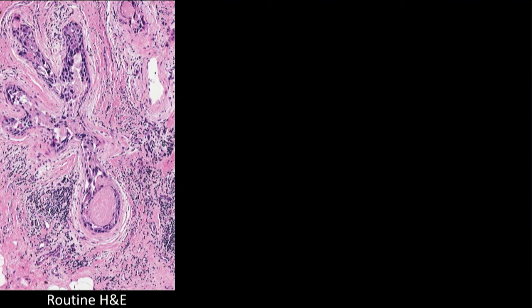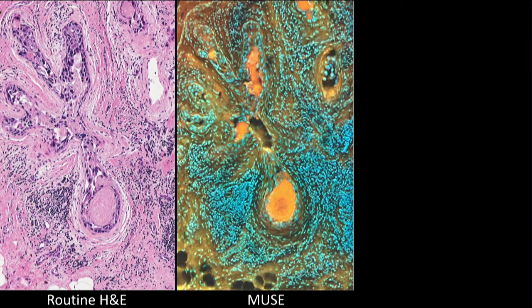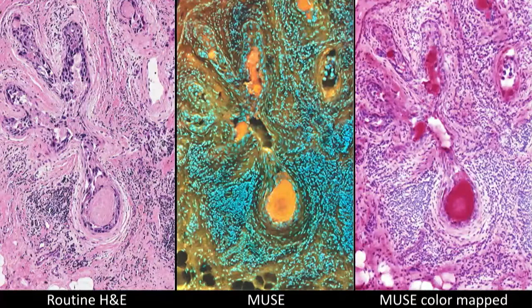Here's a routine H&E of a breast case in situ. Here is the native MUSE image, and then with some simple color correction, this is the next image. And you'll notice that there's an area here that doesn't show up in the H&E, and that's a small focus of malignant cells in a vessel there. And you can see the depth and the shadowing that's there from the 3D image.